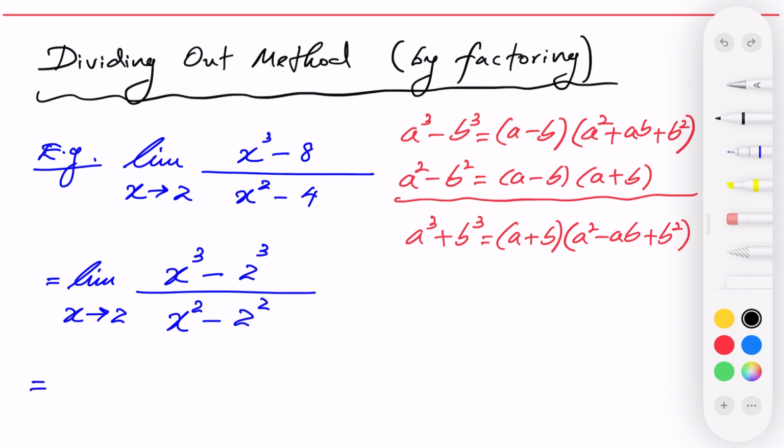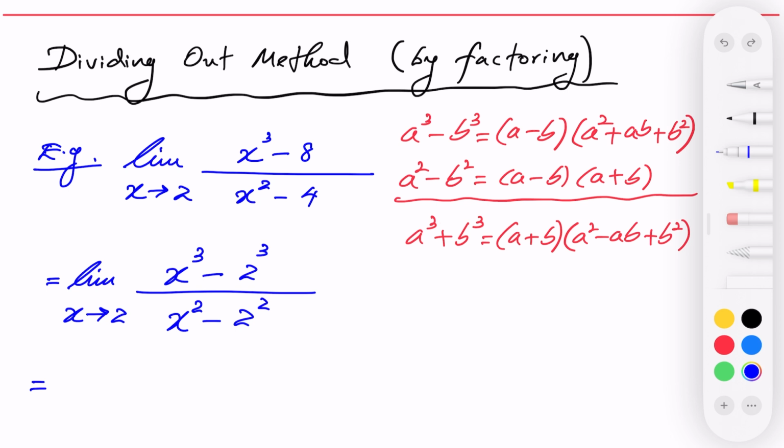Well, if I do that, 2 to the third power minus 8 is equal to 0 on the numerator, and on the denominator we have 2 to the second power minus 4, which is also equal to 0. So it leads to a 0 divided by 0 situation. Therefore, the direct substitution fails. That's why we try the alternative methods. And here we are trying the dividing out method.